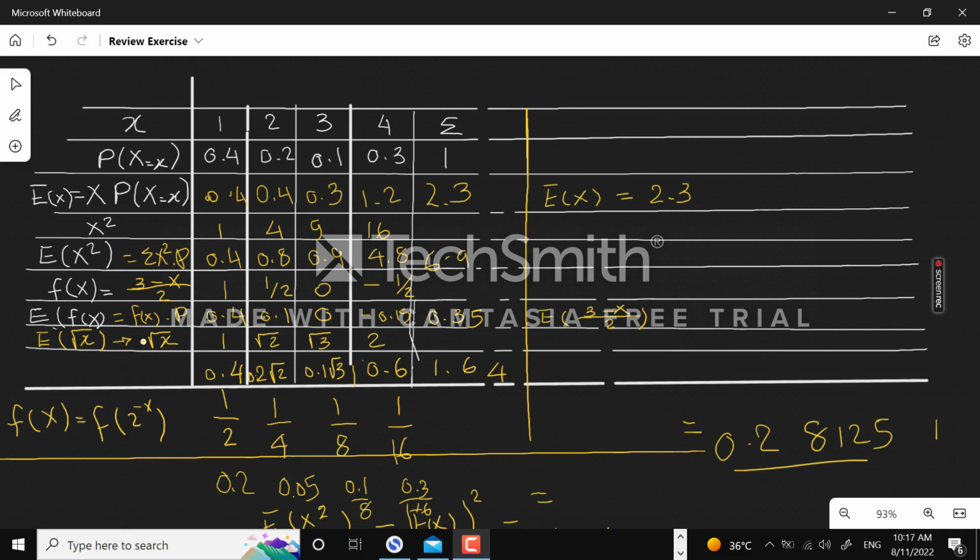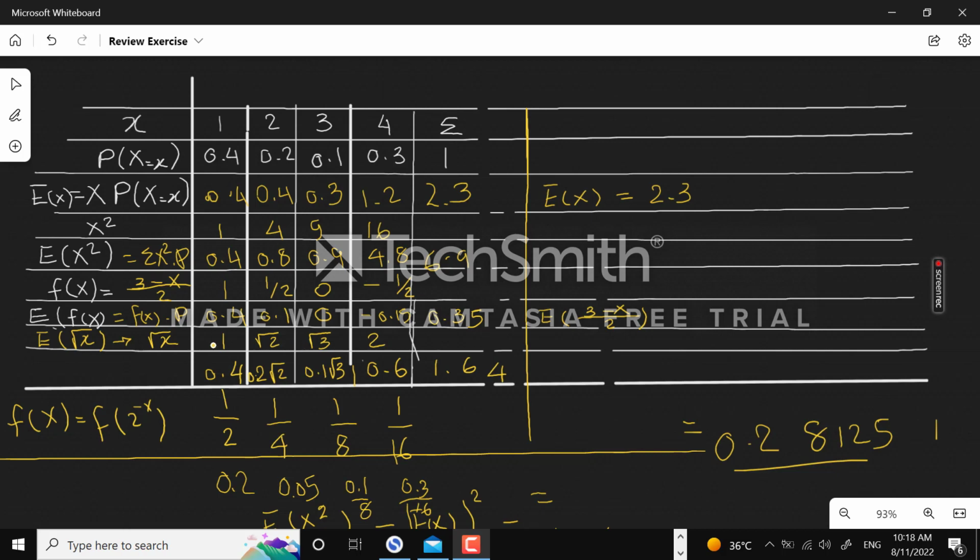Now, if we have another function, the new function is the square root of X. How to find the expectation of the square root of X? First of all, step 1, calculate the square root of X. Square root of 1 equals 1. Square root of 2 equals square root of 2. Square root of 3 equals square root of 3. And square root of 4 equals 2.